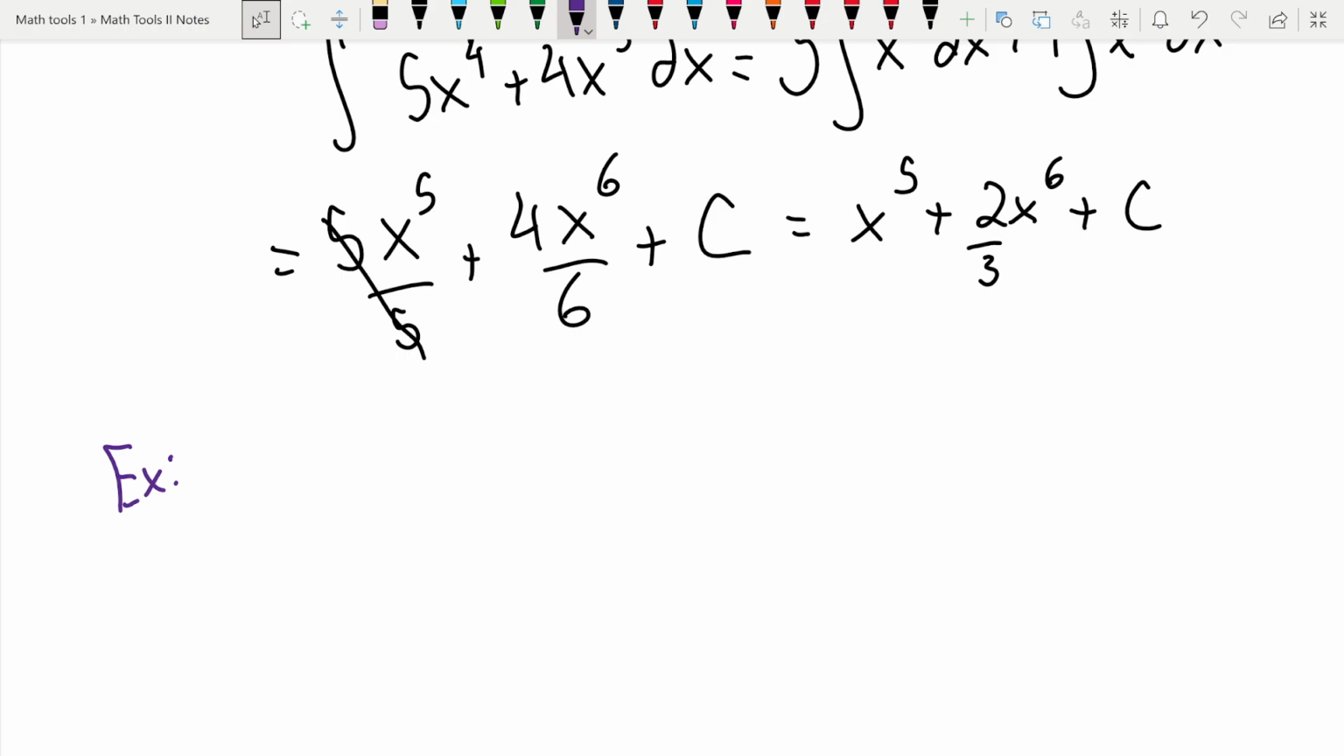Like I've mentioned before, in probability, finding the probability of something with a continuous random variable is an integral. Finding the mean of something is an integral. So it pops up all over the place in stats. So it is very important to know how to do these.